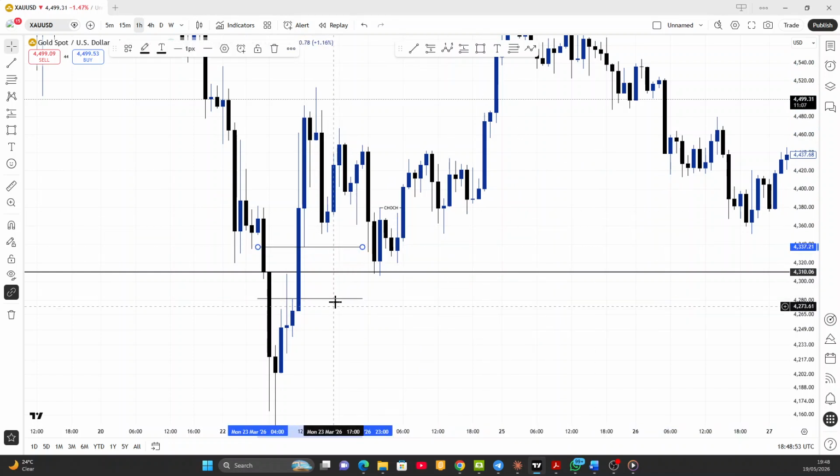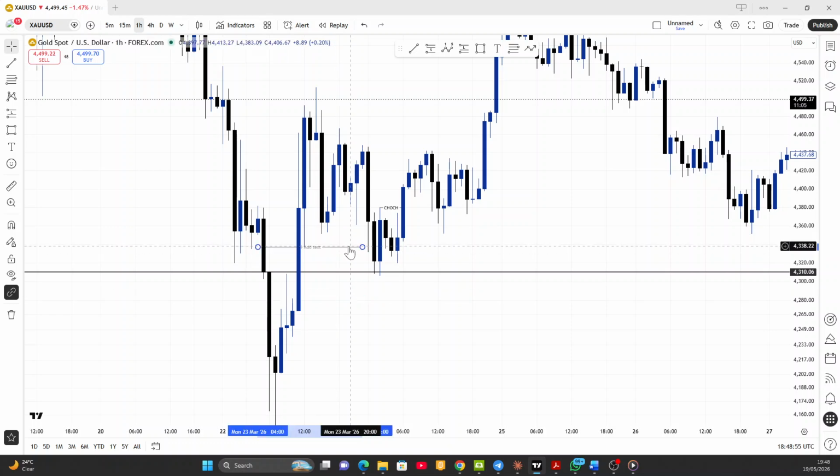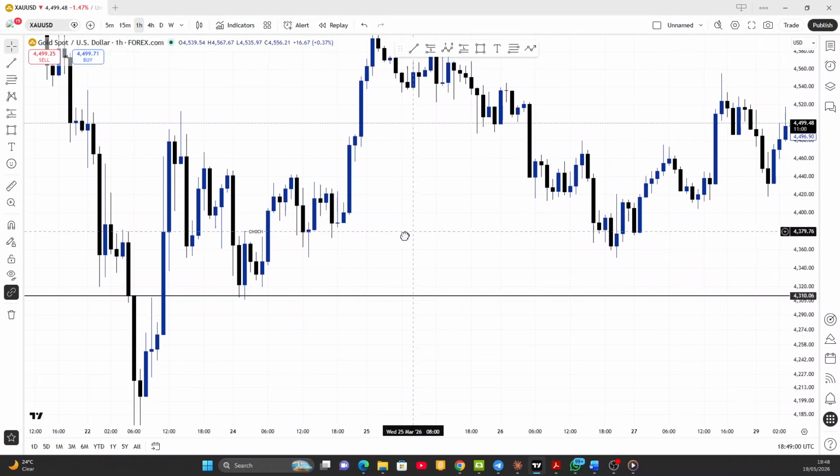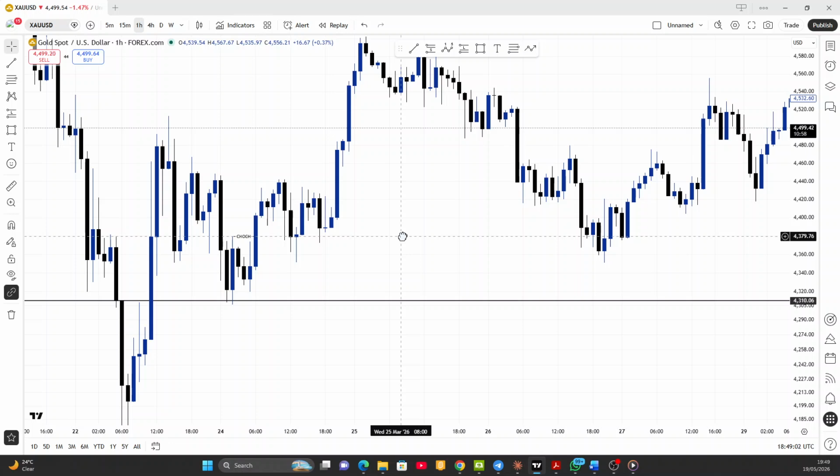Now let's see if we're going to see a bearish example on the chart very quickly.